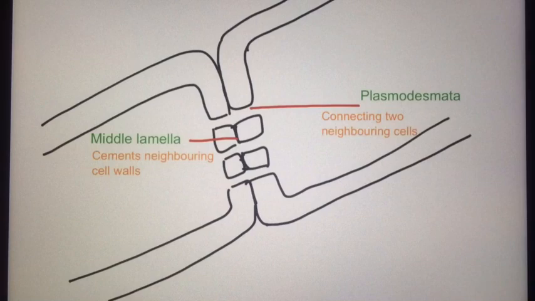This is a simple image which shows the structure of cell wall. As you can see, in the cell wall we can find plasmodesmata and middle lamella. Plasmodesmata connects the two neighboring cell walls. Plasmodesmata are the fine strands of cytoplasm which connect two neighboring cells through a fine pore in walls, while the middle lamella cements neighboring cell walls together.